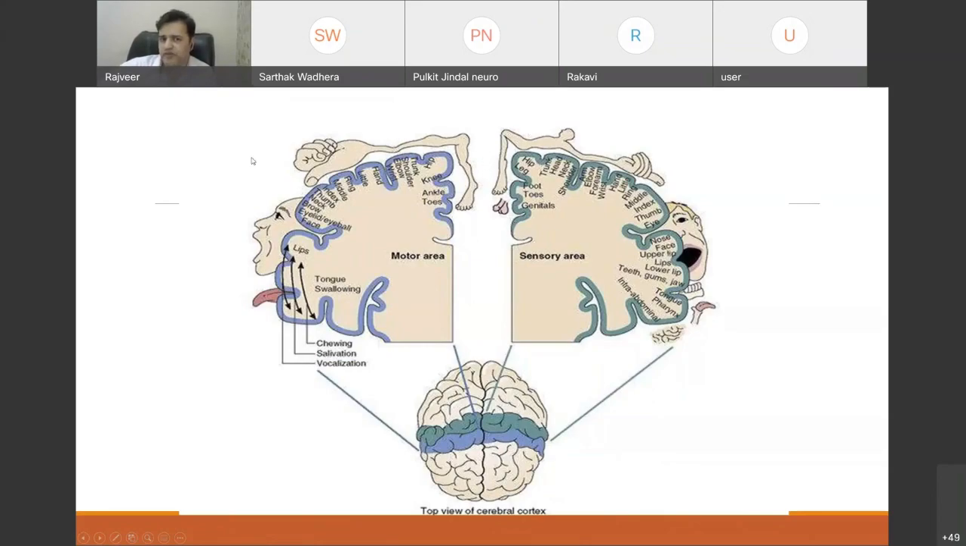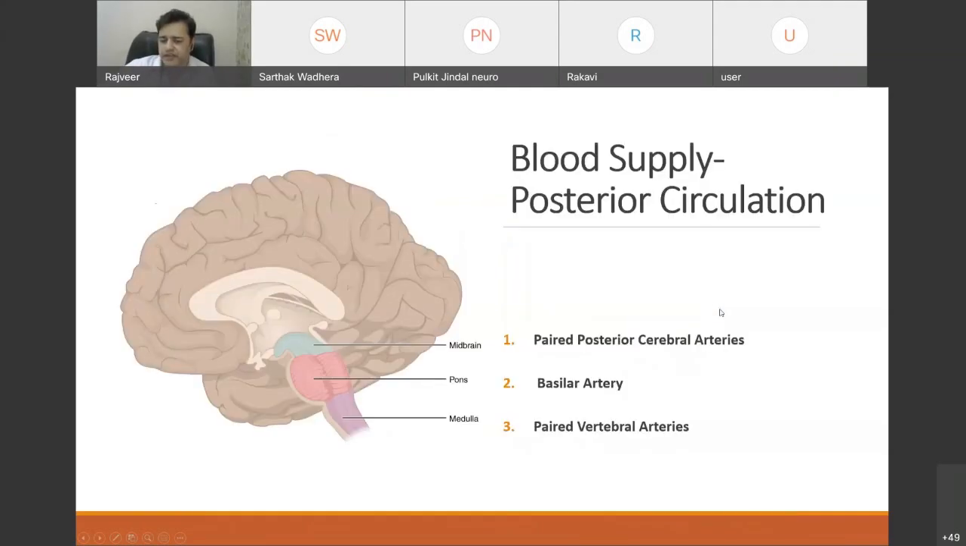While this area, all the rest area, upper limb, trunk, face, mouth, this is usually supplied by the MCA territory, and infarction in this area will give rise to complaints in the upper limb, trunk, like weakness of the upper limb, facial weakness, truncal weakness. Similarly goes for sensory cortex also. ACA territory will supply the lower limb, and rest of the part will be supplied by the MCA territory.